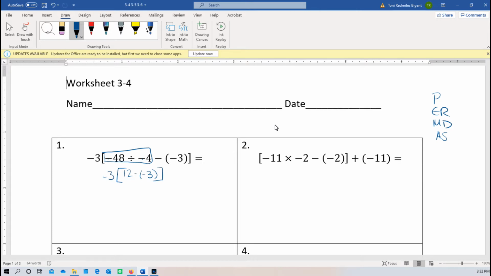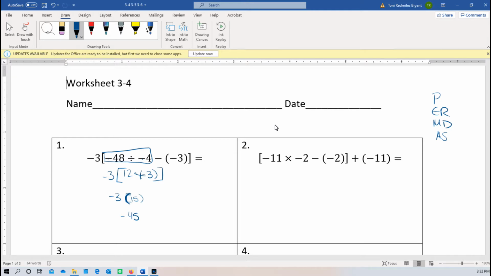All right, now these two negatives are going to make a positive. So I actually have 12 plus a 3, which is going to give me a 15. I'm going to make this parentheses since we're just down to it as a multiplication. A positive and a negative are going to make a negative, and 3 times 15 is 45.